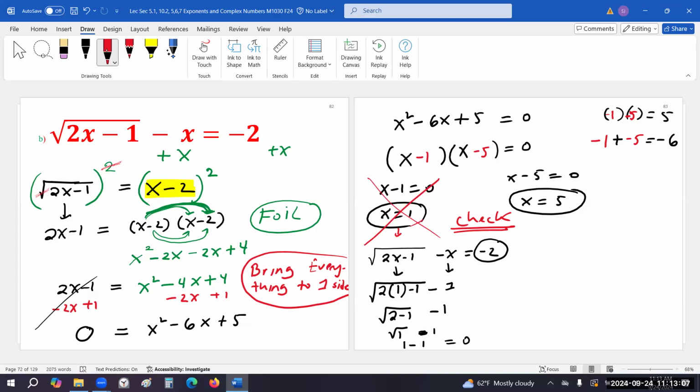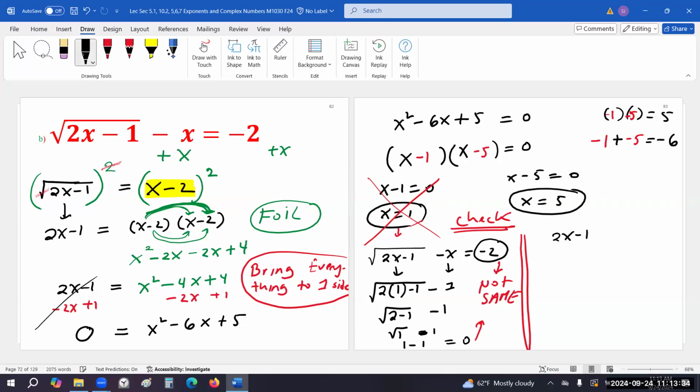So when we got a solution but it doesn't work, we call them extraneous solution. They have a special name. They're extra. They're extraneous solution. So these two are not the same. So we cannot take x equals 1 as our solution. But we have to check.